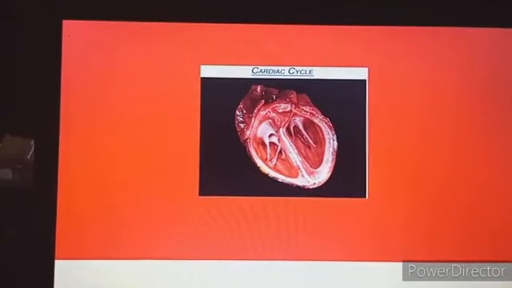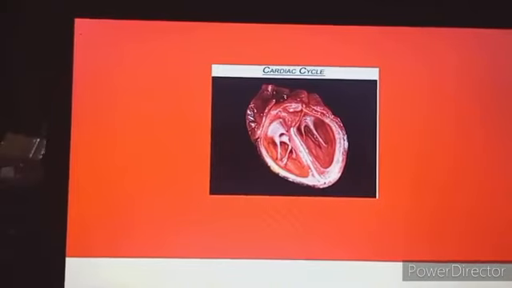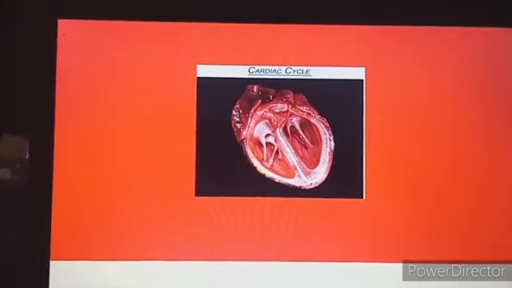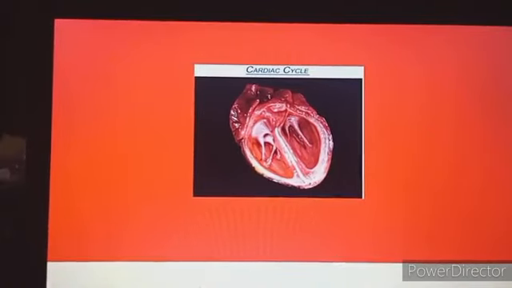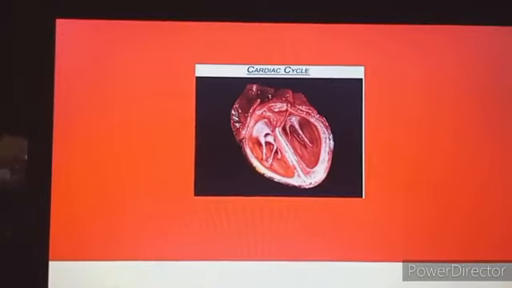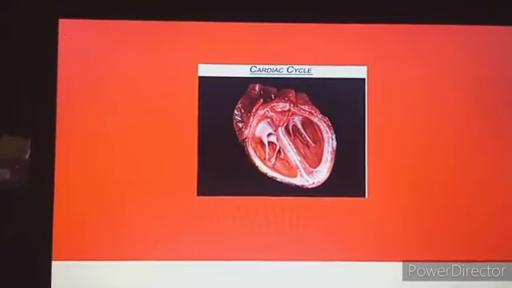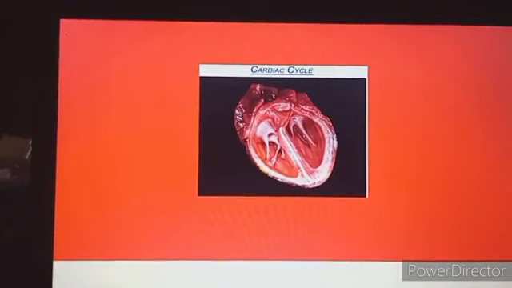Our body gets the oxygenated blood from the heart, and it is because of the heart we are alive. This organ works continuously. There is continuous contraction and relaxation taking place in the heart throughout the lifetime of a person. So, this shows how our heart looks in the cross section.